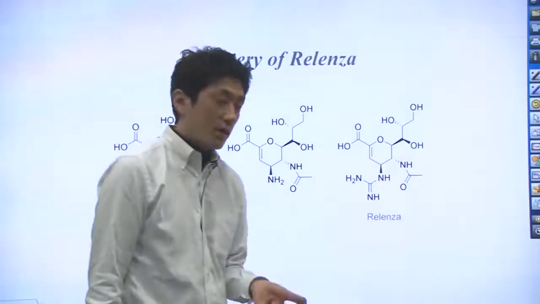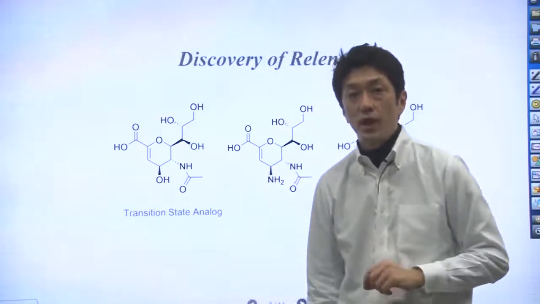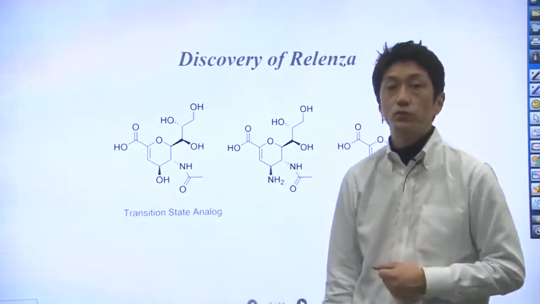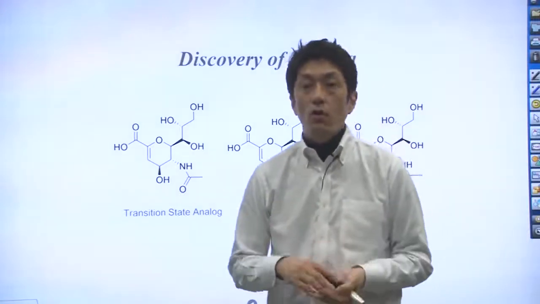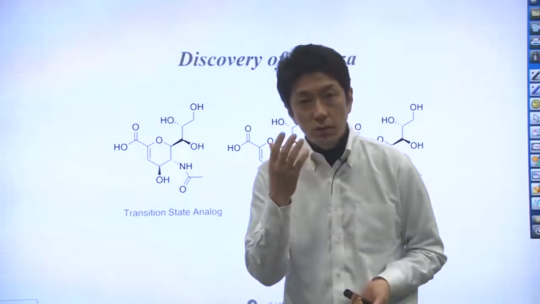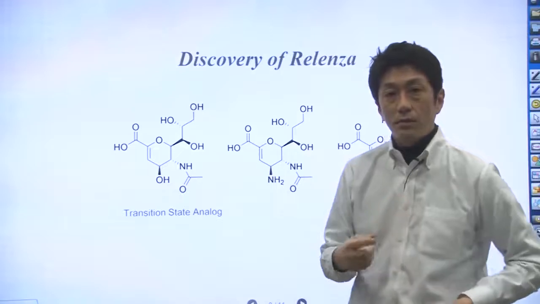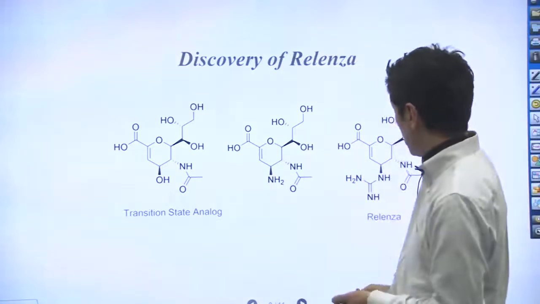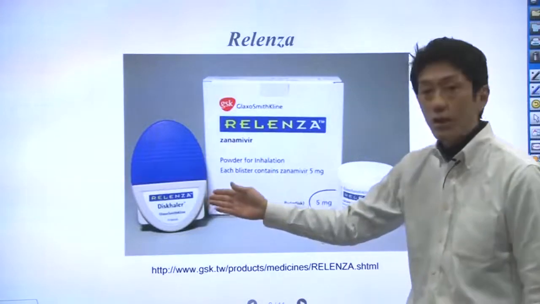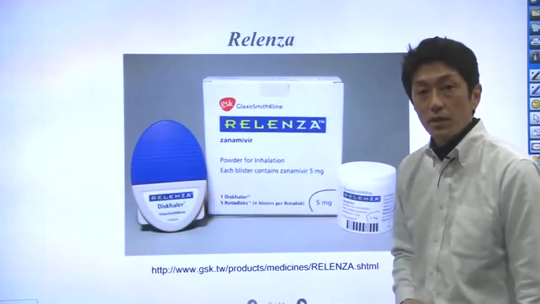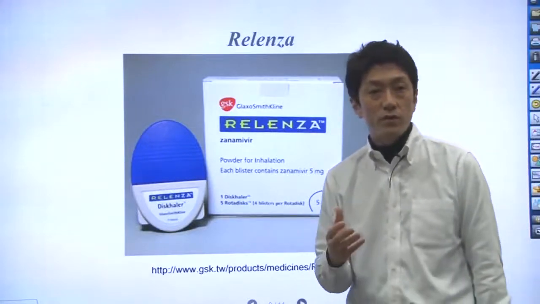Relenza is most effective when given during the early stage of infection, within 48 hours from the onset of flu symptoms. However, Relenza is not orally available. It cannot be taken orally, inhalation only. This product comes with an inhalation device. Then there was a demand for an orally available influenza drug.